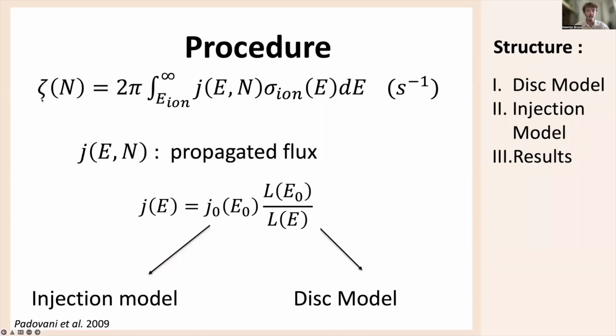To compute the ionization rate, which we call zeta, we use the procedure of Padovani 2009. It is the integral over the energies of the product of the propagated flux of energetic particles and the ionization cross-section. To compute this, we must have the propagated flux, which depends on the column density of the disk crossed by the particles. To do this, we need to have an energetic particle injection model, J0, and a particle-disk interaction model. So this is how my presentation will be structured.